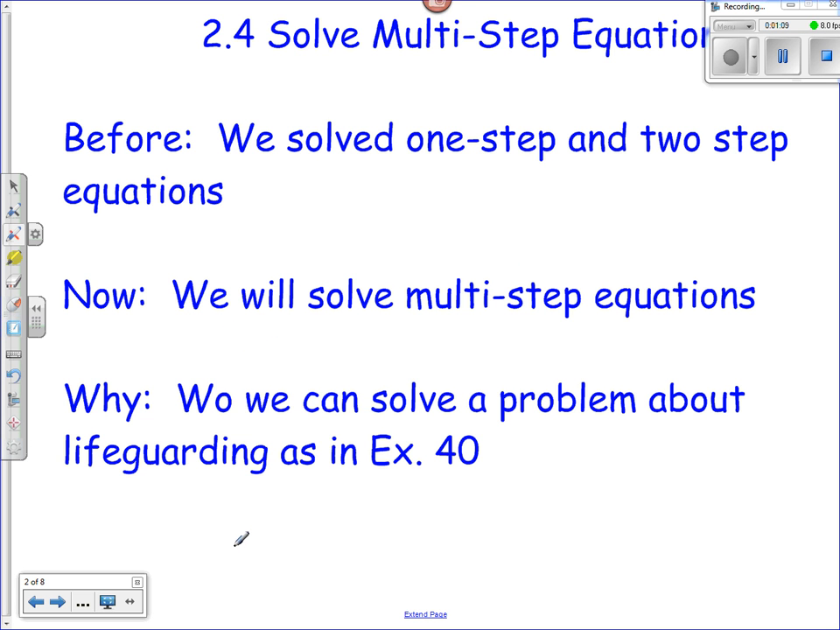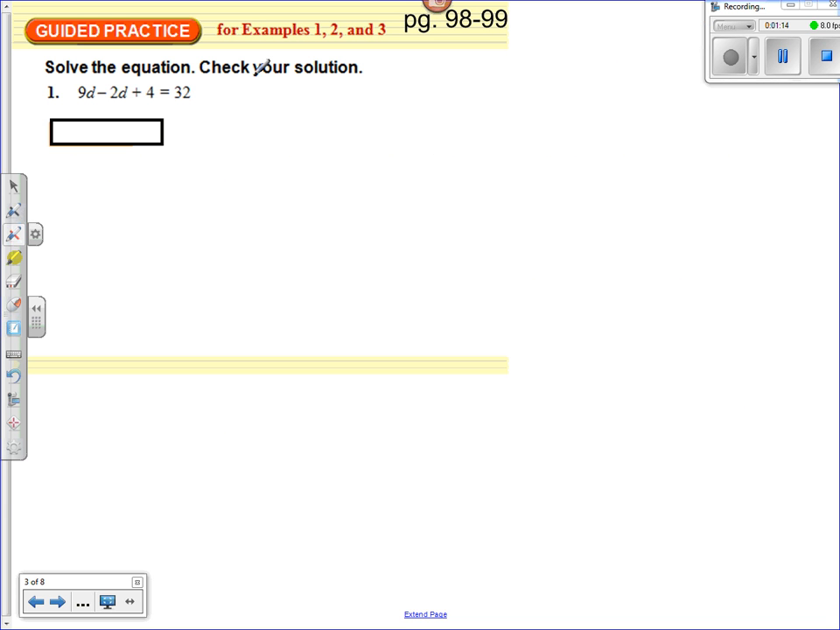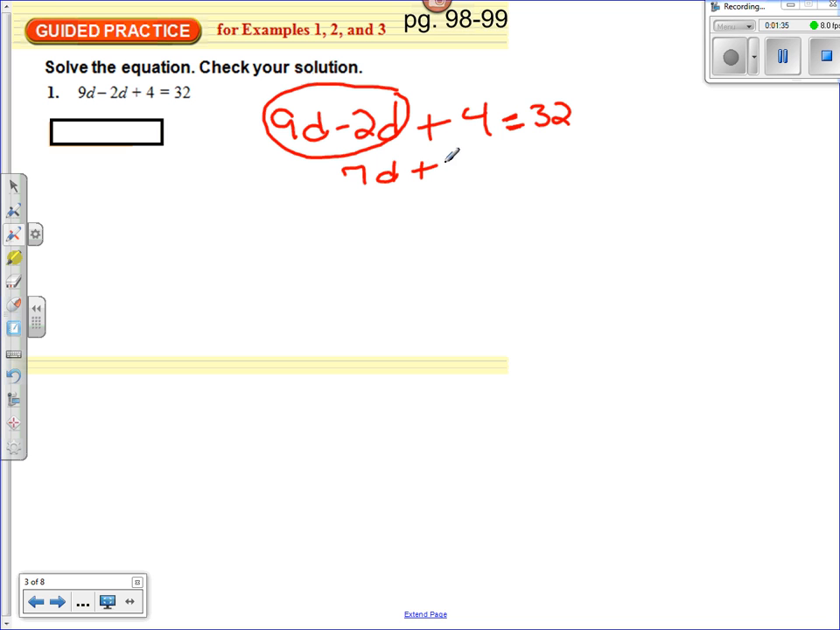Our goal today is to solve multi-step algebraic equations. So here's a couple of examples. They're in your book, page 98 to 99. 9d minus 2d plus 4 equals 32. Again, if you're struggling, circle your like items, paying close attention to the equal sign. I have these two like items on the same side of the equal sign. 9d minus 2d gives me 7d plus 4 equals 32.